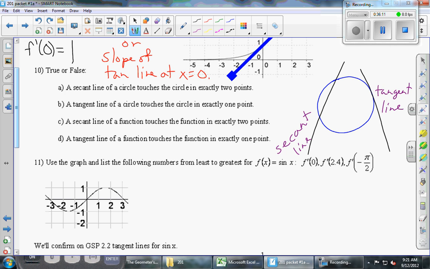All right, so true or false? A secant line of a circle touches a circle in exactly 2 points. That is true. We are up to Sam B. Okay, is that true or false? That's also true. Okay, we'll go to Toby for C.